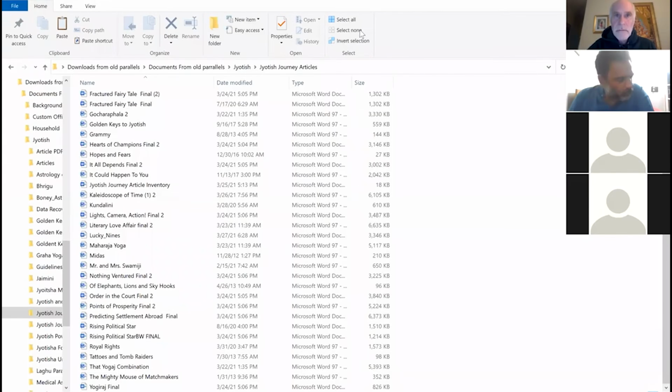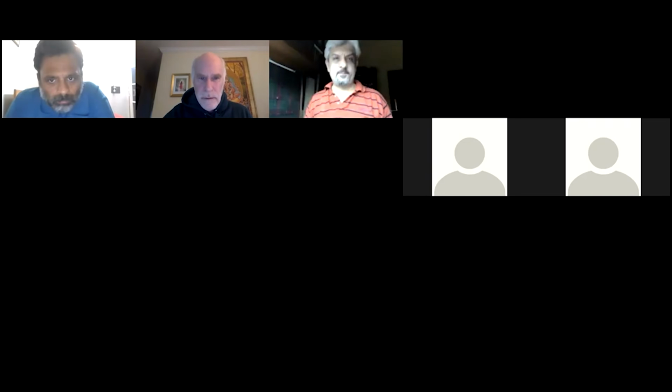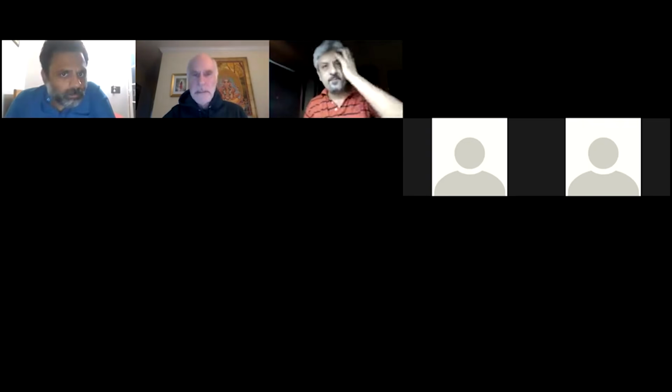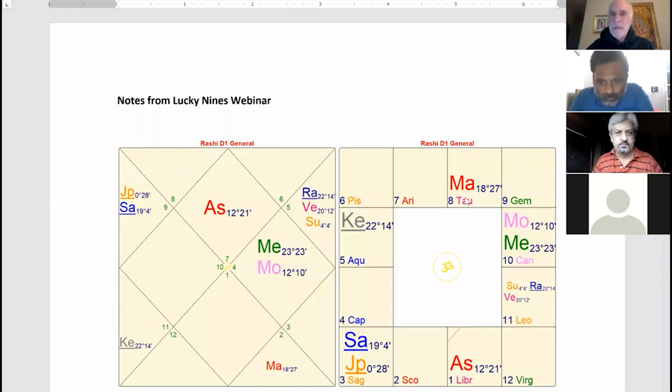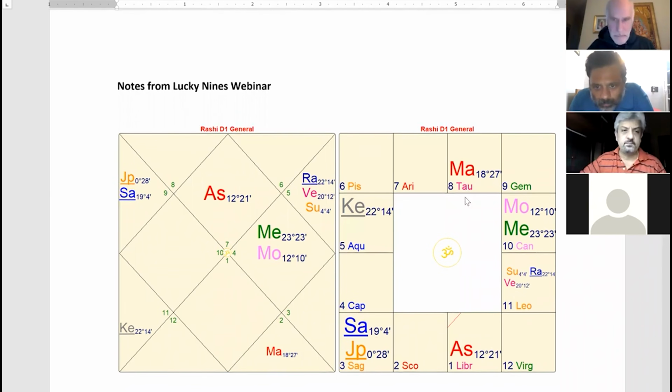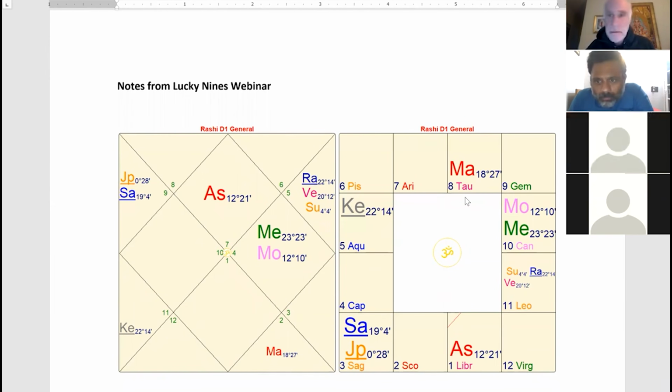Oops, that didn't work. Let me share screen. In a moment, people should be seeing a document that shows a chart with Libra Lagna. Would someone confirm? Yeah, Mark. Yes. Right. So take a moment to consider the different degrees of the different grahas here and see if you can identify any planets that are in Pushkar Navamshas.